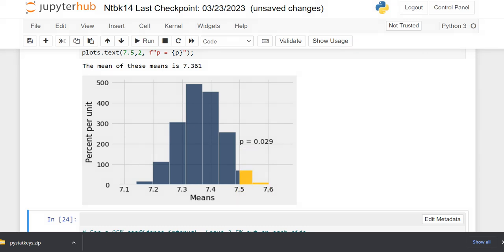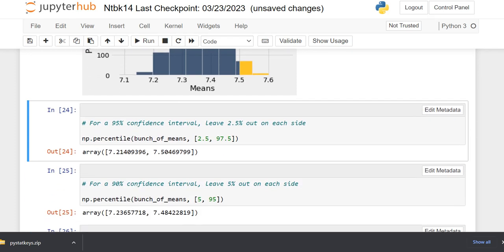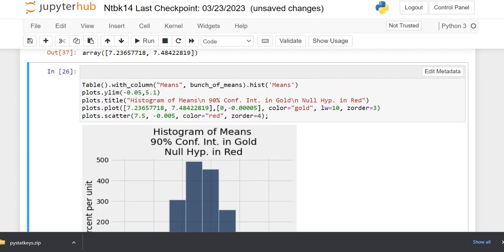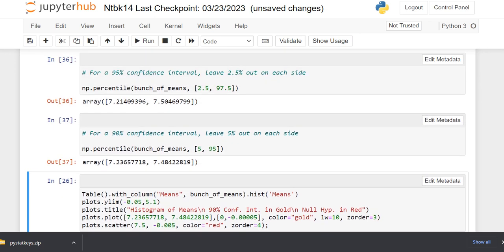So we're looking at the percentiles. We get the 90% confidence interval, and notice that 7.5 is not in the interval. The biggest number in the interval, the right-hand side of the interval, is 7.48, which is less than 7.5. So this is where our hypothesis test is happening.